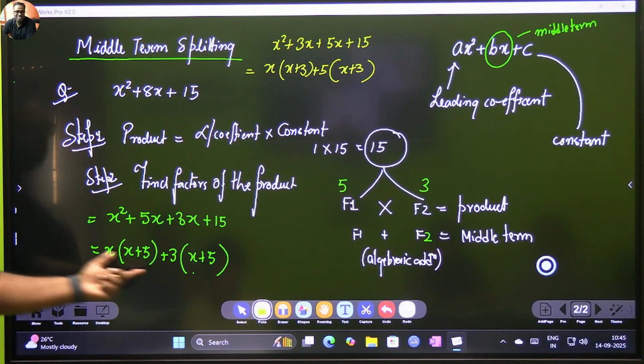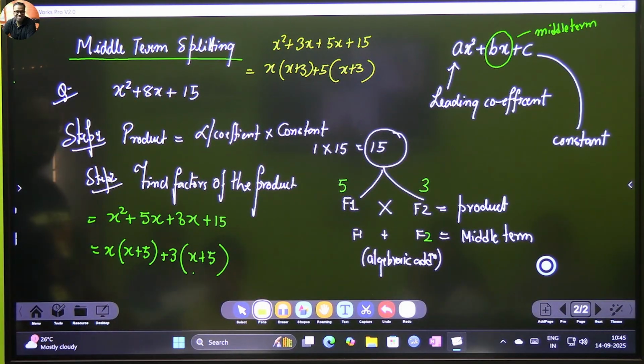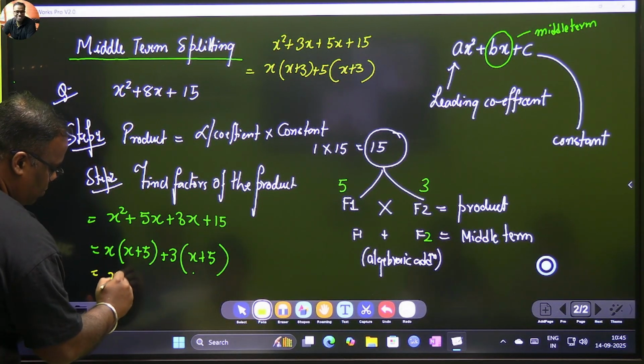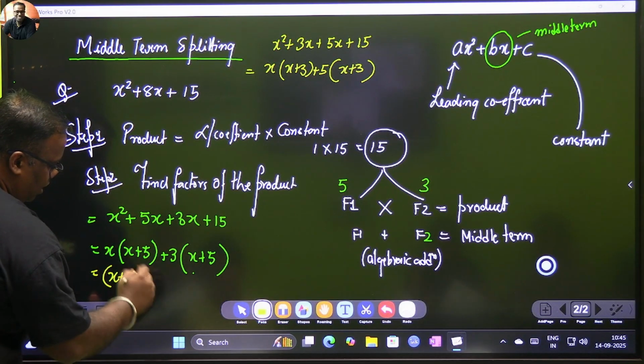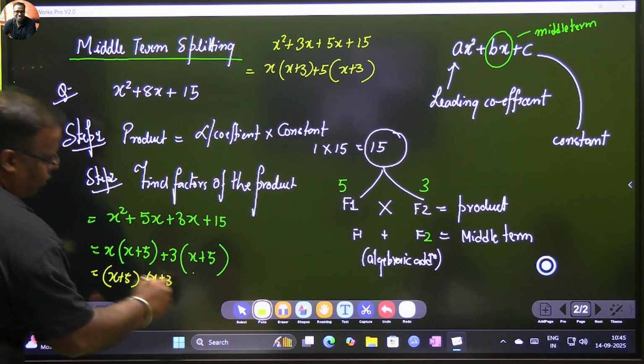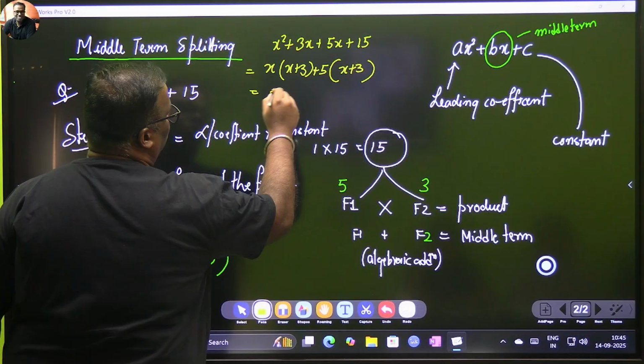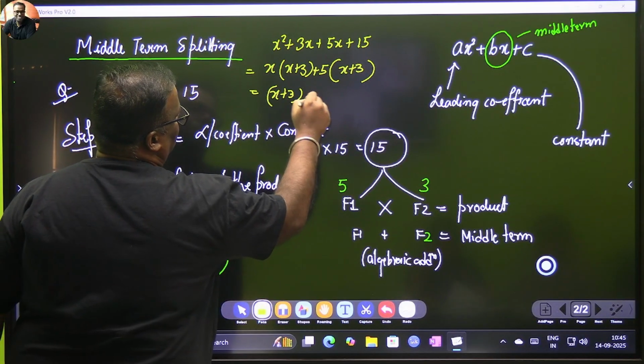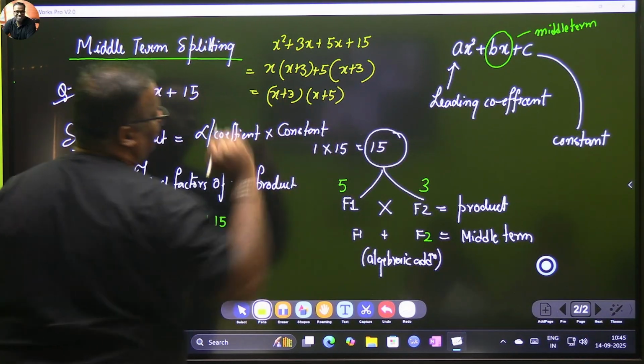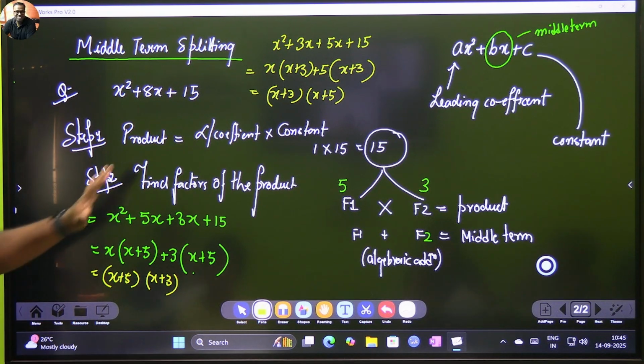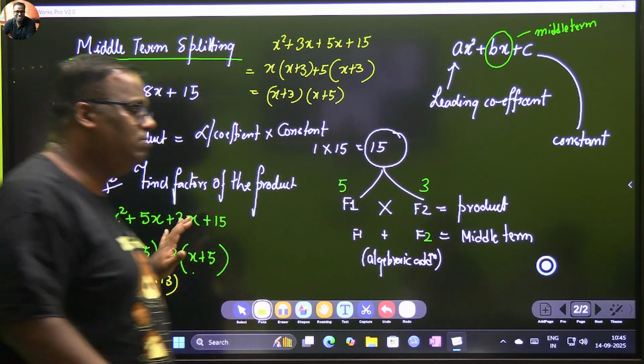Now do you see dog, dog? Cow, cow. So take dog common, x plus 5. Then you get x from here and 3 from here. And here we will take cow common, x plus 3. We take x, and we get a 5 out here. Factorization completes.